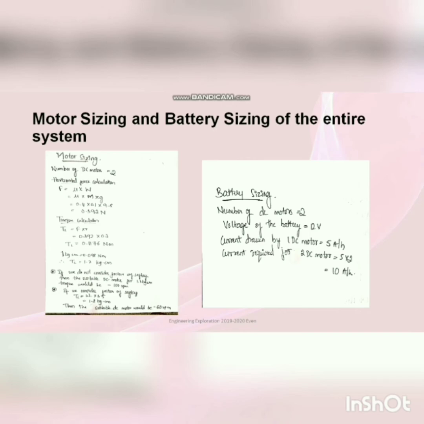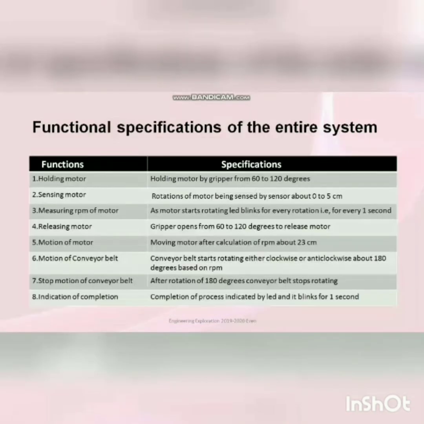If we consider the factor of safety, then the torque will be 1.8 kg centimeter, and the suitable motor that is used will be 60 RPM. Battery sizing. The number of DC motors used is 2, and the voltage of the battery is 12 volt, and the current drawn by one DC motor is 5 ampere per hour, and the current required for 2 DC motors is 10 ampere per hour.